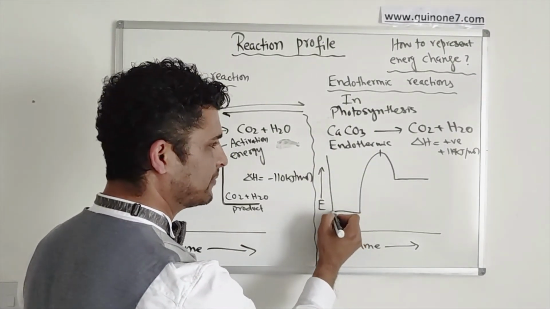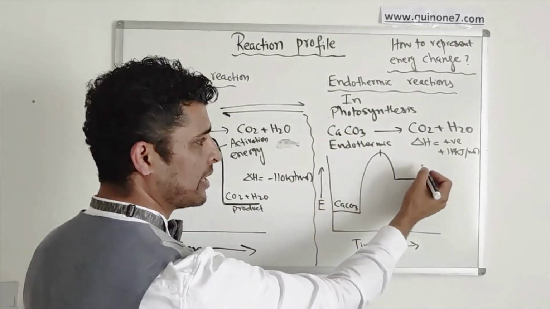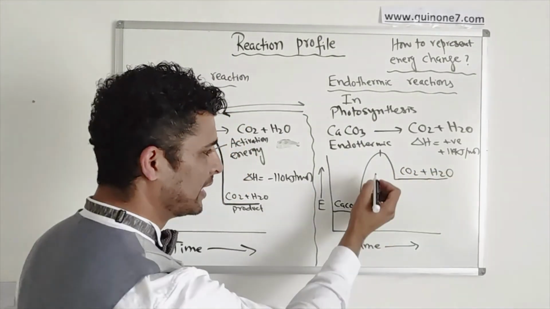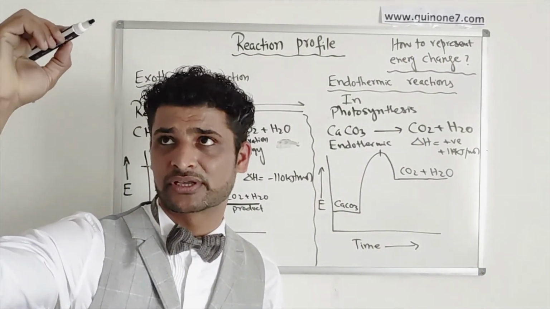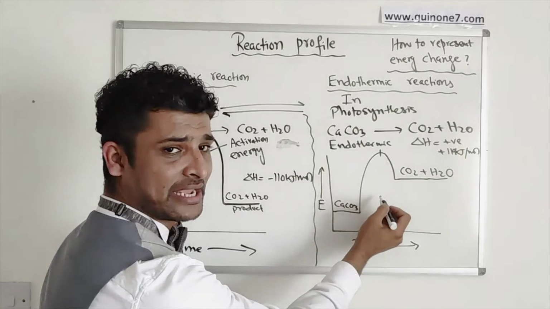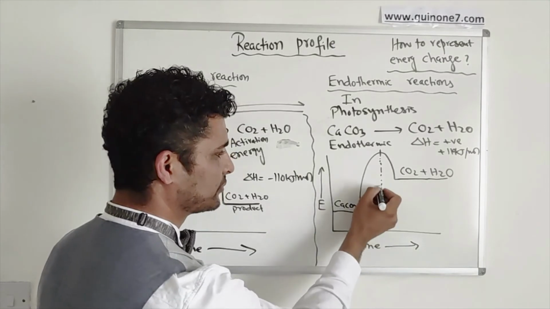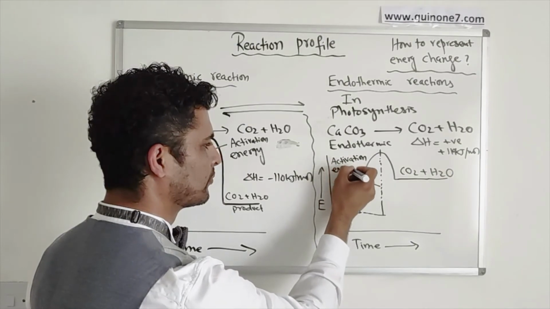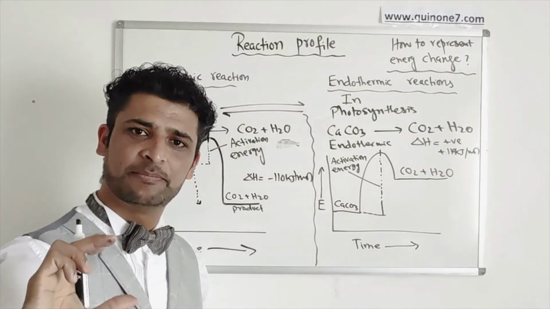Now this is the reactant. Anything on the left hand side will be called the reactant. So CaCO3 is the reactant, and the products are CO2 plus H2O. I have told you the activation energy starts from the top of the curve all the way to the reactants, because the product has nothing to do with the activation energy. So you draw it all the way down, and there you go. So this one will be known as activation energy.